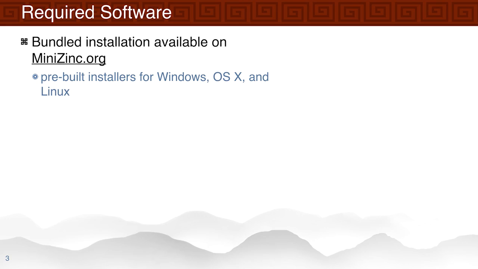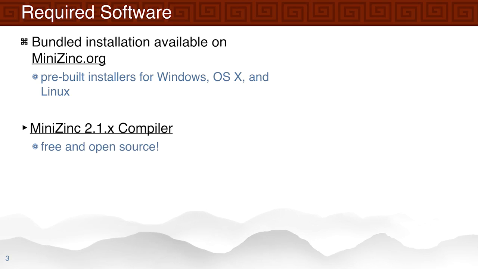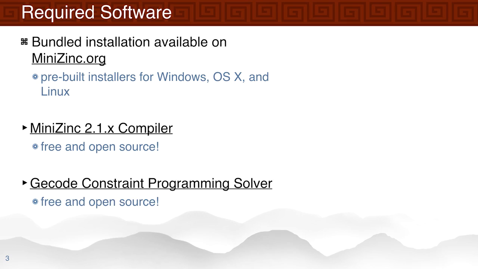In order to do this, we're going to assume you have the required software. So you've got the bundled installation available from minisync.org, which should have installed it in whatever kind of machine you're using. And in there, you'll find the Minisync 2.1.x compiler, which is what is actually compiling your models to the solver. And what we're going to use in the assessment infrastructure is the G-code constraint programming solver, which comes bundled with the system.